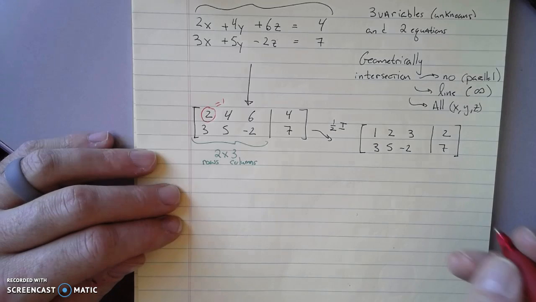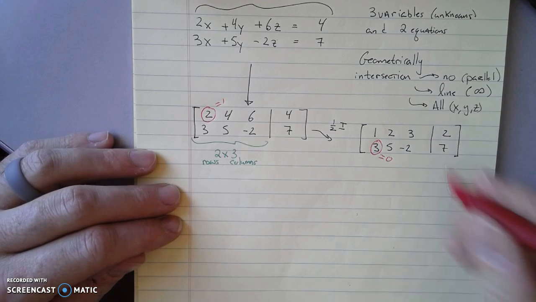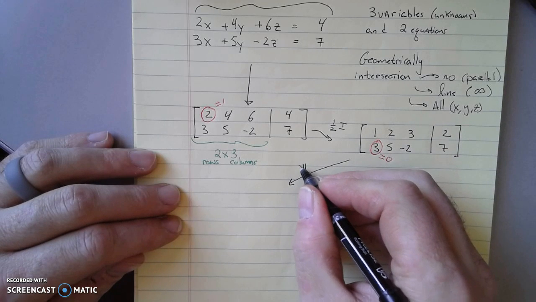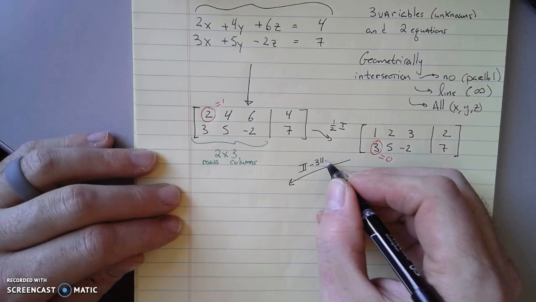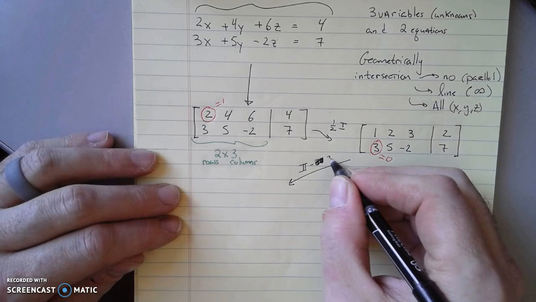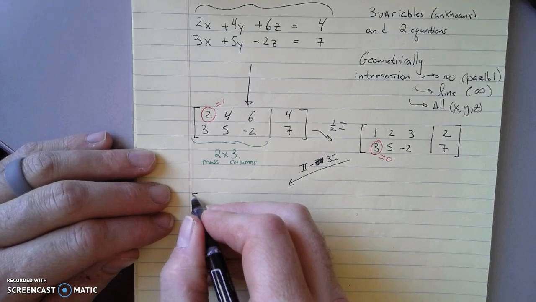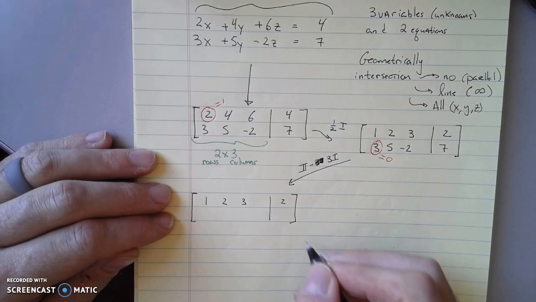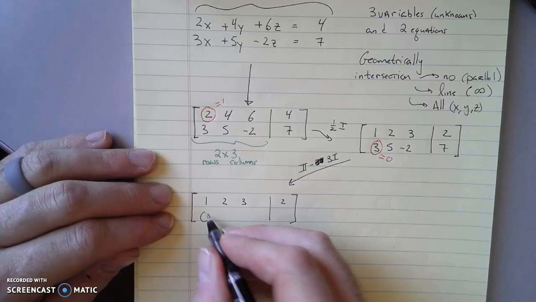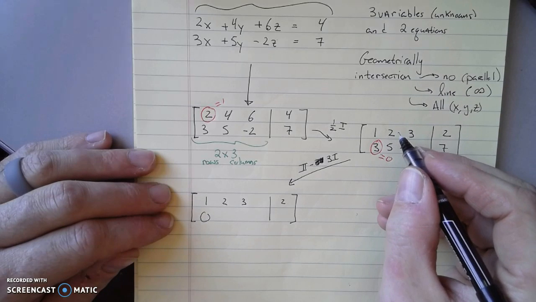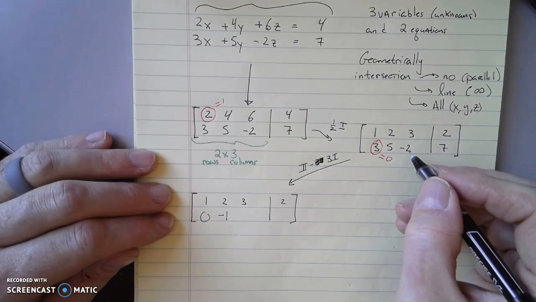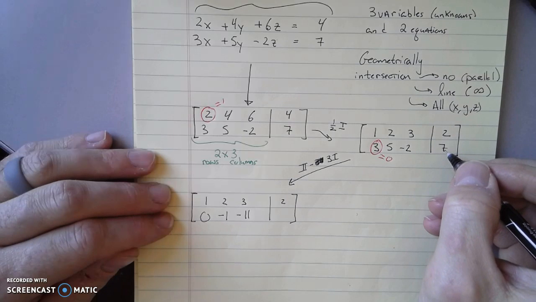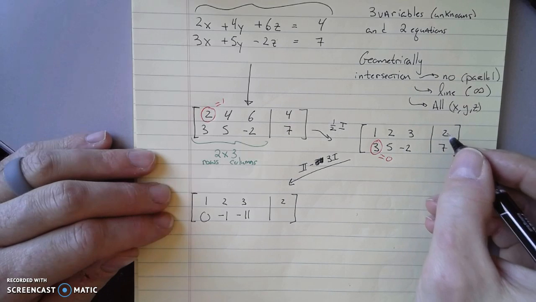All right. Next goal, we want this to be equal to 0, just like before. So what we'll do is we'll take row 2 minus 3 times row 1. So it's not going to change row 1. 3 minus 3 is 0. 5 minus 6 is minus 1. -2 minus 9 is minus 11. And 7 minus 6 is 1.